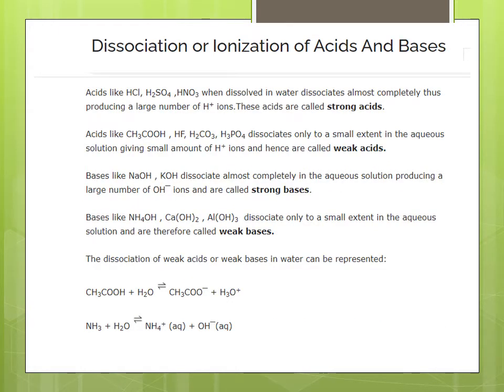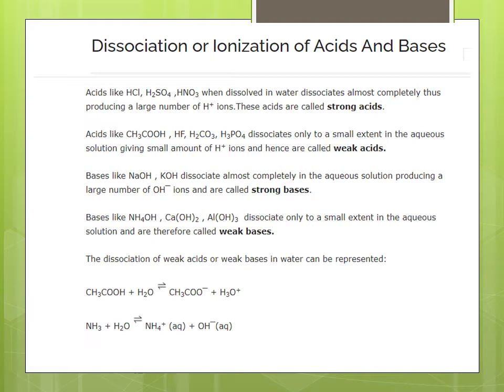Now what is dissociation or ionization of acids and bases? Acids like HCl, H2SO4, HNO3, when dissolved in water, dissociate almost completely, thus producing a large number of H positive ions. These acids are called strong acids. Acids like CH3COOH, HF, H2CO3, H3PO4 dissociate only to a small extent in the aqueous solution, giving a small amount of H positive ions, and hence are called weak acids.